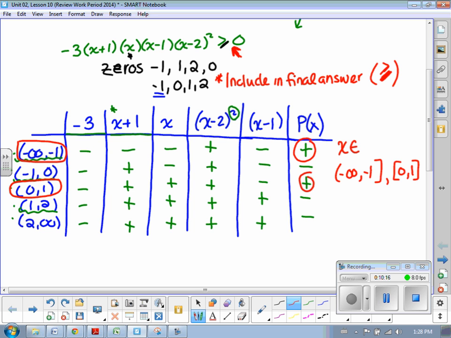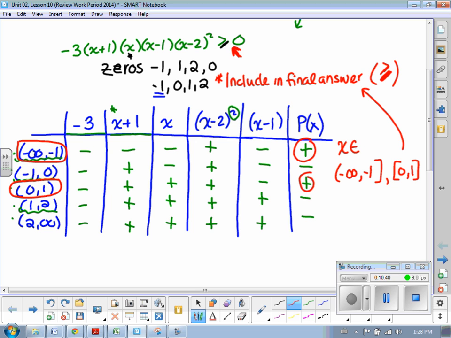We won't worry about trying to put those two intervals together because the edge doesn't match up. So the -1 and the 0 aren't bumping into one another. So we don't have to worry about putting those two together. But we do have to go back and check this idea that -1, 0, 1, and 2 have to be included in our set of final answers.